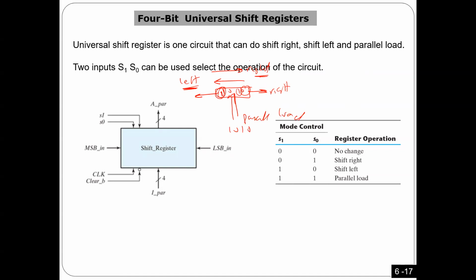We have something we call a universal shift register. Sometimes you can find a chip, and this chip has a universal shift register. Is that okay? So this shift register can actually do the three operations here.